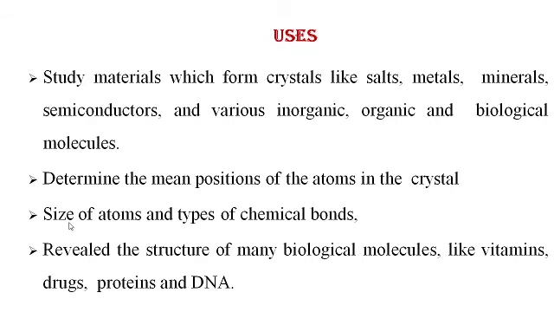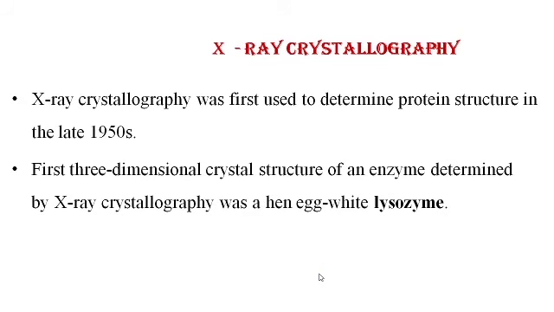It is used to find the size of the atoms and types of chemical bonds in the substance or the crystal that is scanned with X-rays. In this way, it has helped us to reveal the structure of many biological molecules like vitamins, drugs, proteins, and DNA. X-ray crystallography was first used to determine protein structure in the late 50s.